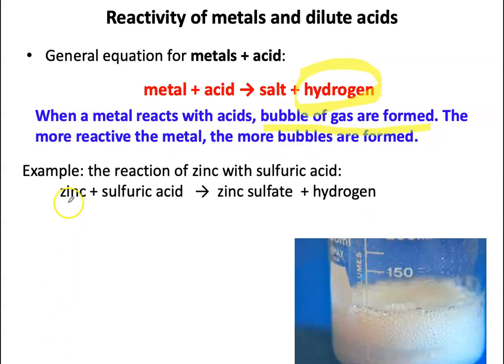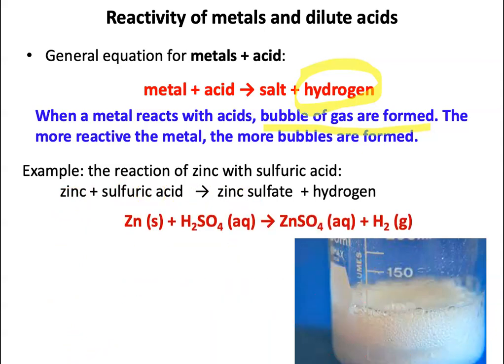A good example, zinc plus sulfuric acid forms zinc sulfate and hydrogen, and your balanced equation is zinc solid, sulfuric acid aqueous, zinc sulfate aqueous solution, hydrogen gas is produced.